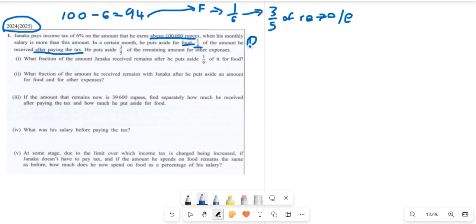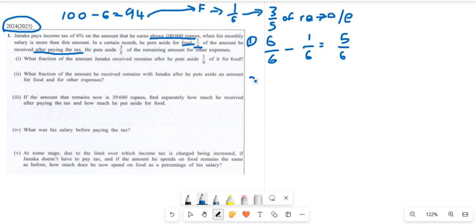So we will take that he had 6 rupees. It means we are dividing into 6 portions. So he had 6 rupees, meaning 6/6. He is giving only one portion of that, 1/6. Then the remaining he has is 5/6 after the food.